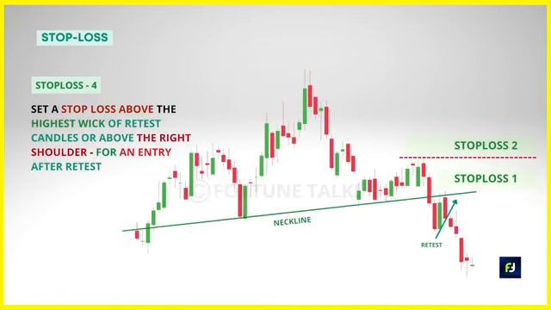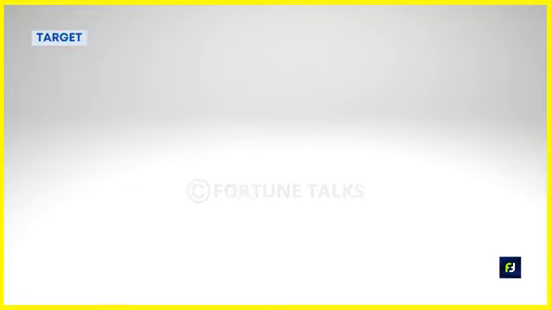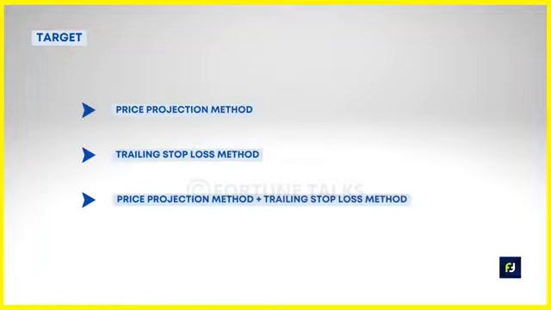And the last method is if you have entered after a retest. In this scenario, the stop loss can be placed just above the highest wick of the group of retest candles, or you can be more conservative and place the stop loss above the right shoulder of the pattern. And finally, we will take a look at how to exit from our trade for maximum profit. Well, there are three popular techniques that you can use: the price projection method, the trailing stop loss method, and a combination of these methods. Now let me explain each one of them.